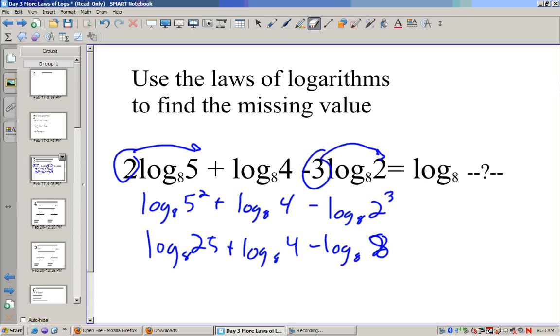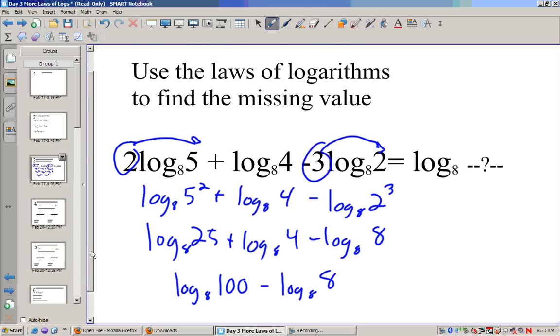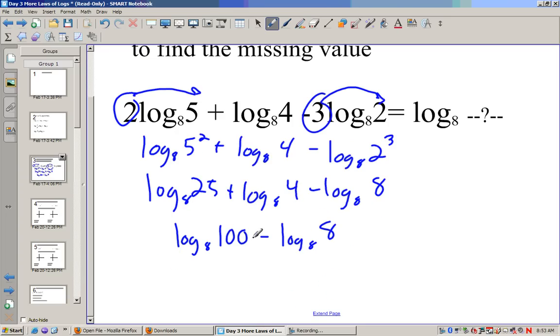2 to the third, that is 8. Alright, now when it has an addition sign, we multiply those numbers. So log base 8 of 100 minus log base 8 of 8. And now, since it's subtraction, I divide. So it's log base 8 of 100 over 8. So 100 divided by 4 is 25. So 100 divided by 8 should be half of that, which is 12.5. So our missing piece here was 12.5.